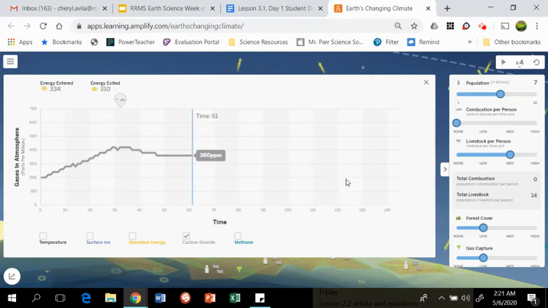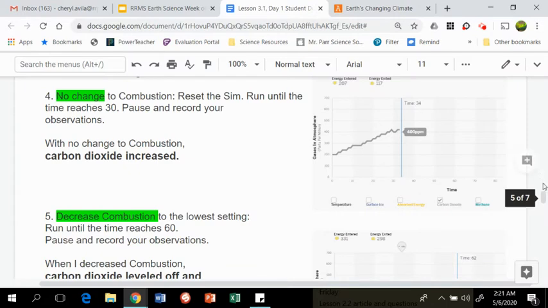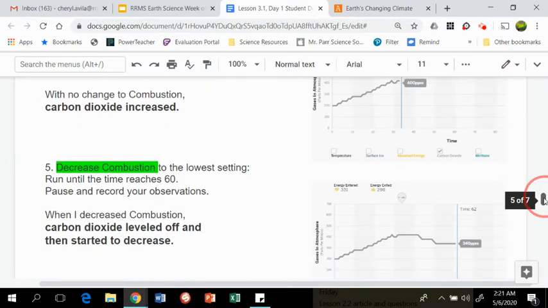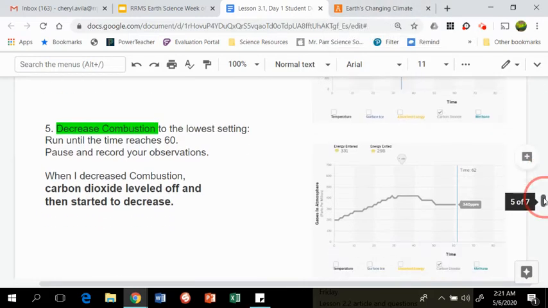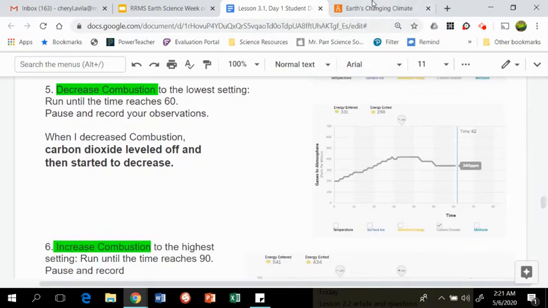Stop. All right. So let's look at this. We see that it's decreasing until it kind of flatlines. So we had said when I decreased combustion, carbon dioxide leveled off and then started to decrease. Kind of goes through these periods of level off, decrease, level off, decrease, level off. Right, the next one we're going to do, you should see a pattern, is increase it to its highest setting.